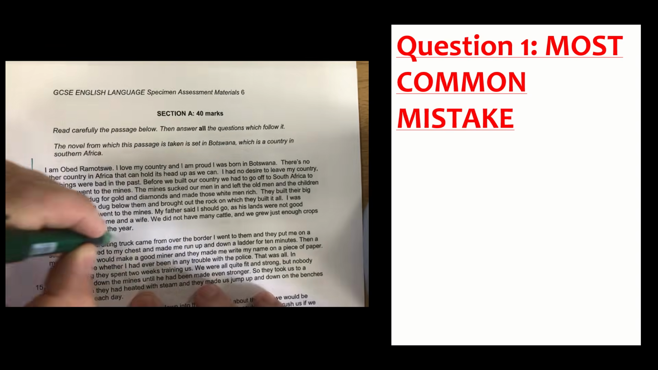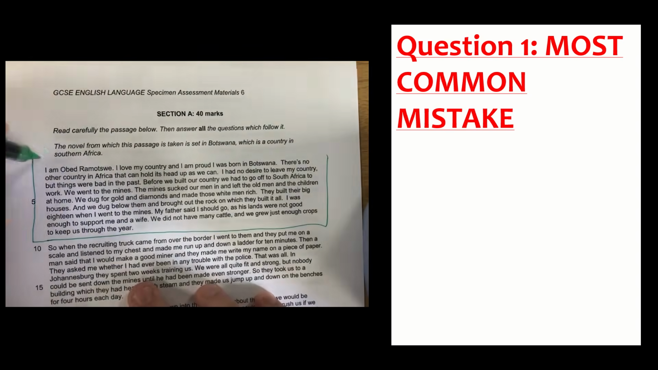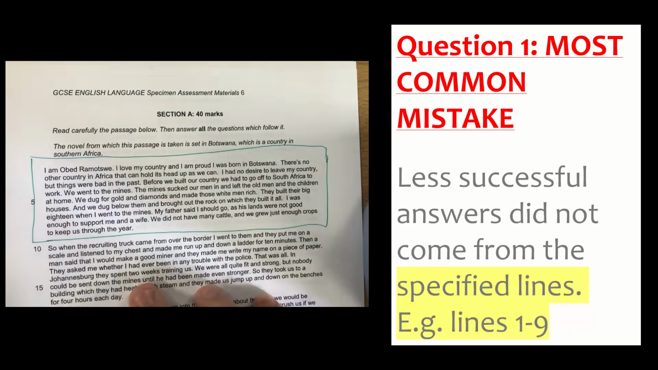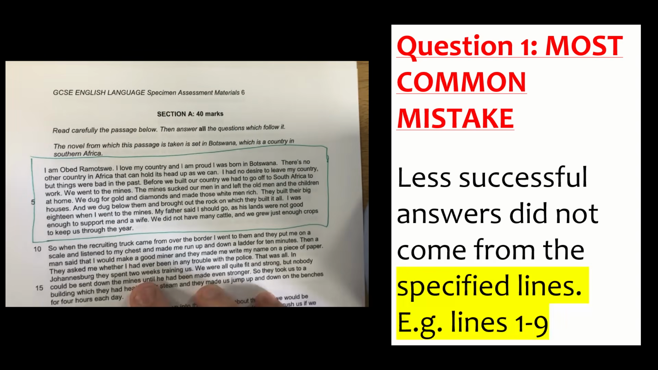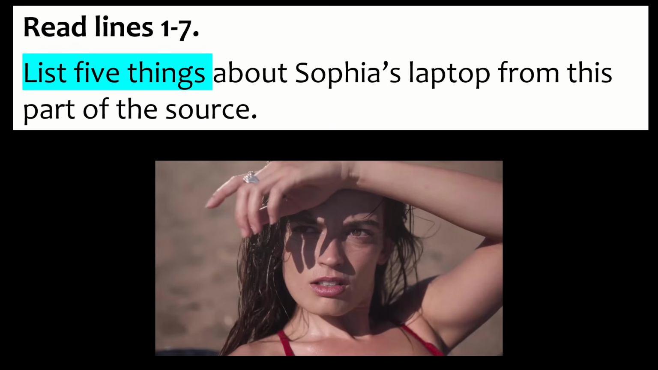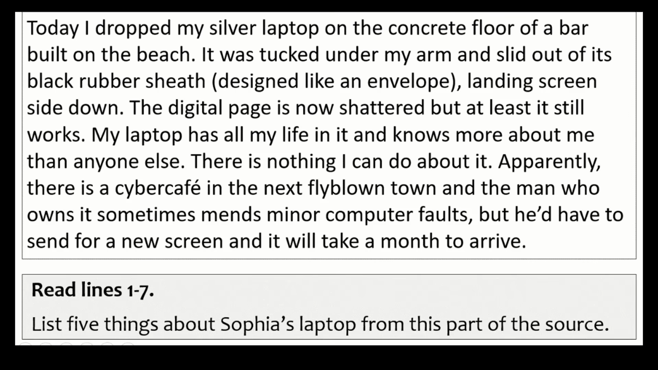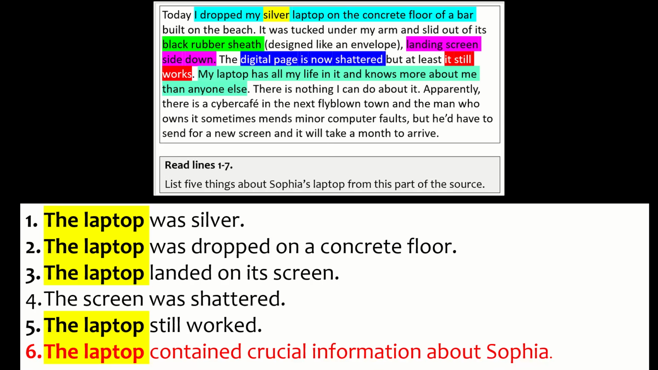Like I said, the most common mistake is taking an answer from outside the lines. It sounds obvious, but if I have a class of 10, I'll get at least 2 people who give me an answer from line 10. So yeah, good exam technique. List 5 things about her laptop. Either start each of your bullet points with the laptop or Sophia's laptop. I won't read this one through because it's a nice easy question, but if you want to pause the video and have a go yourself, then do.